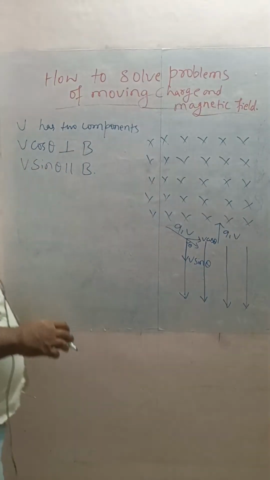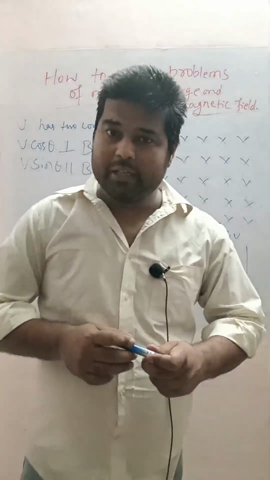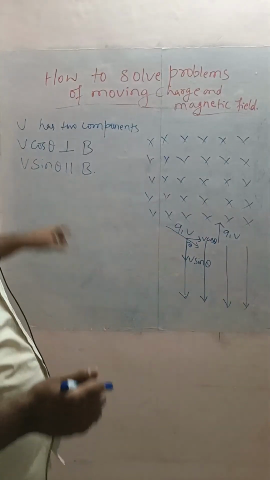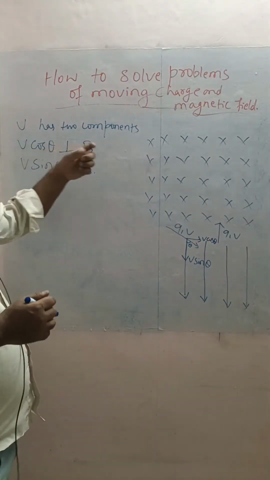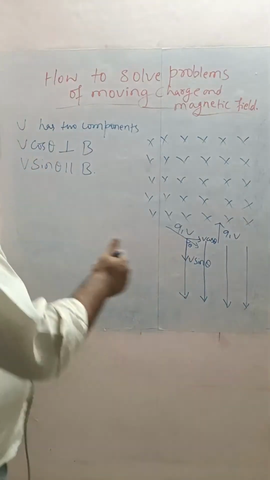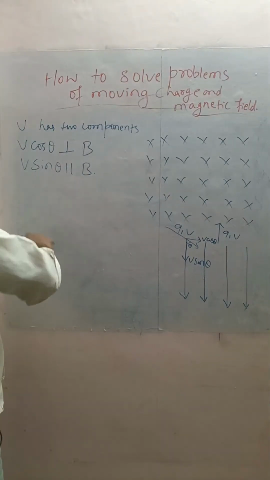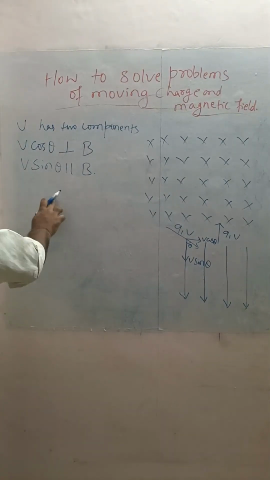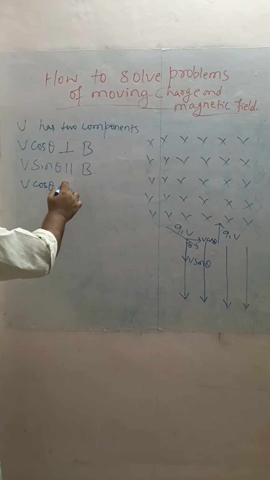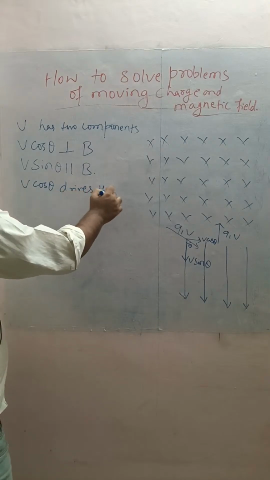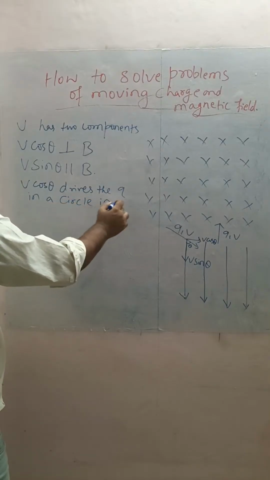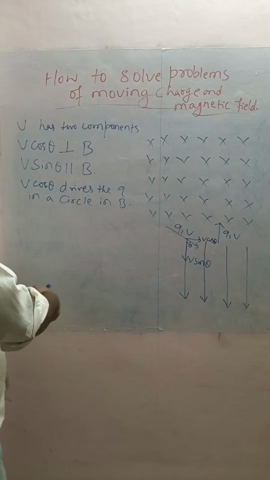Now, if a charge enters a magnetic field at an angle of 90 degrees, it goes in a circle. So this component, which is perpendicular to the field, drives that charge in a circle. Clear? And we can solve it: v cos theta drives the charge in a circle in B. Then apply the formula to find the radius.